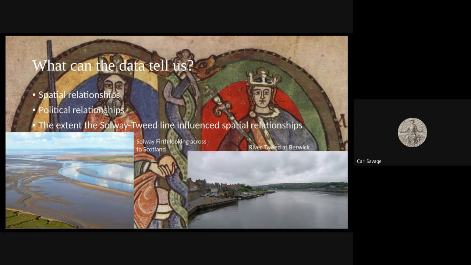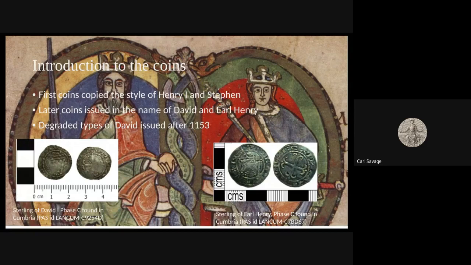Before proceeding with the analysis and discussion, it is first necessary to provide a brief introduction to the coins of David and Henry. The first Scottish coins were issued in Stephen's name from the Carlisle Mint, and the first Scottish coins in David's and Henry's name copied the last types of Henry I and the first type of Stephen. The coins in the name of Stephen were not issued from mints in Scotland.